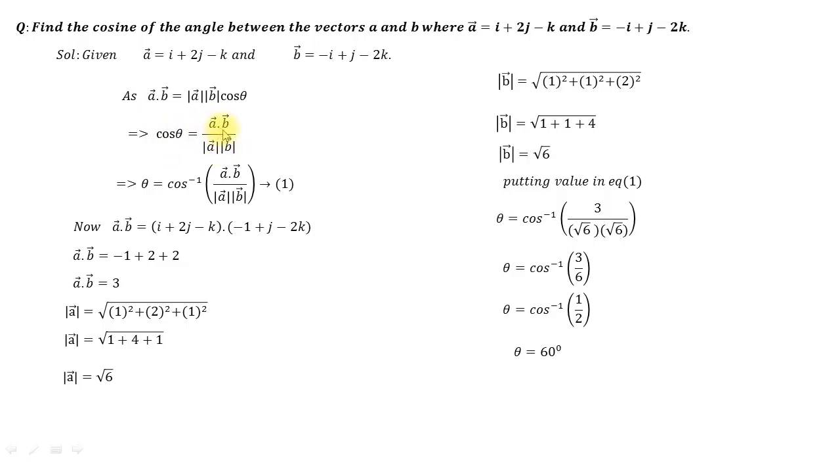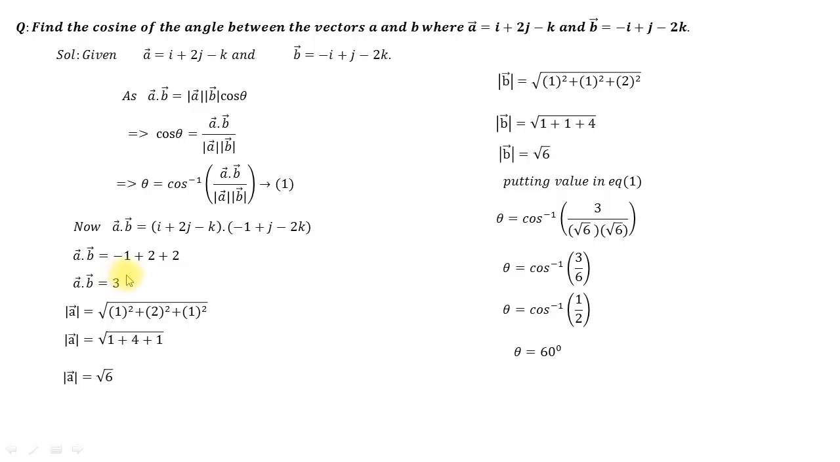So first of all, find the scalar product a dot b of the two vectors a and b. This is vector a, i plus 2j minus k, dot minus i plus j minus 2k. The i coefficient is 1, and here the i coefficient is minus 1. So 1 multiplied by minus 1 is minus 1, and 2 multiplied by 1 is 2, and minus 1 multiplied by minus 2 is plus 2. So plus 2 plus 2 is 4, 4 minus 1 is equal to 3. So the scalar product is 3.